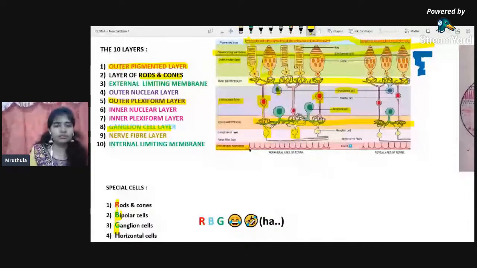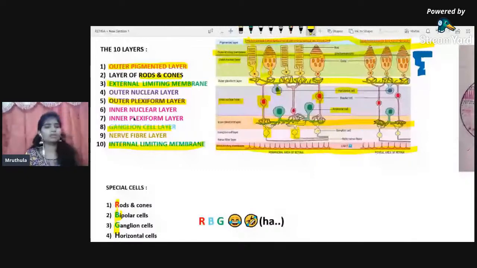So we have now completed the external limiting membrane, the internal limiting membrane, and we also saw all those plexiforms and the nuclear layers. So how do we remember? Outer pigmented layer, rods and cones, then the external limiting membrane, then the outer nuclear, outer plexiform, inner nuclear, inner plexiform, then the ganglion cell layer, followed by the nerve fibers, and the nerve fibers together form the nerve fiber bundle that will eventually form the optic nerve. So that's about the 10 layers.